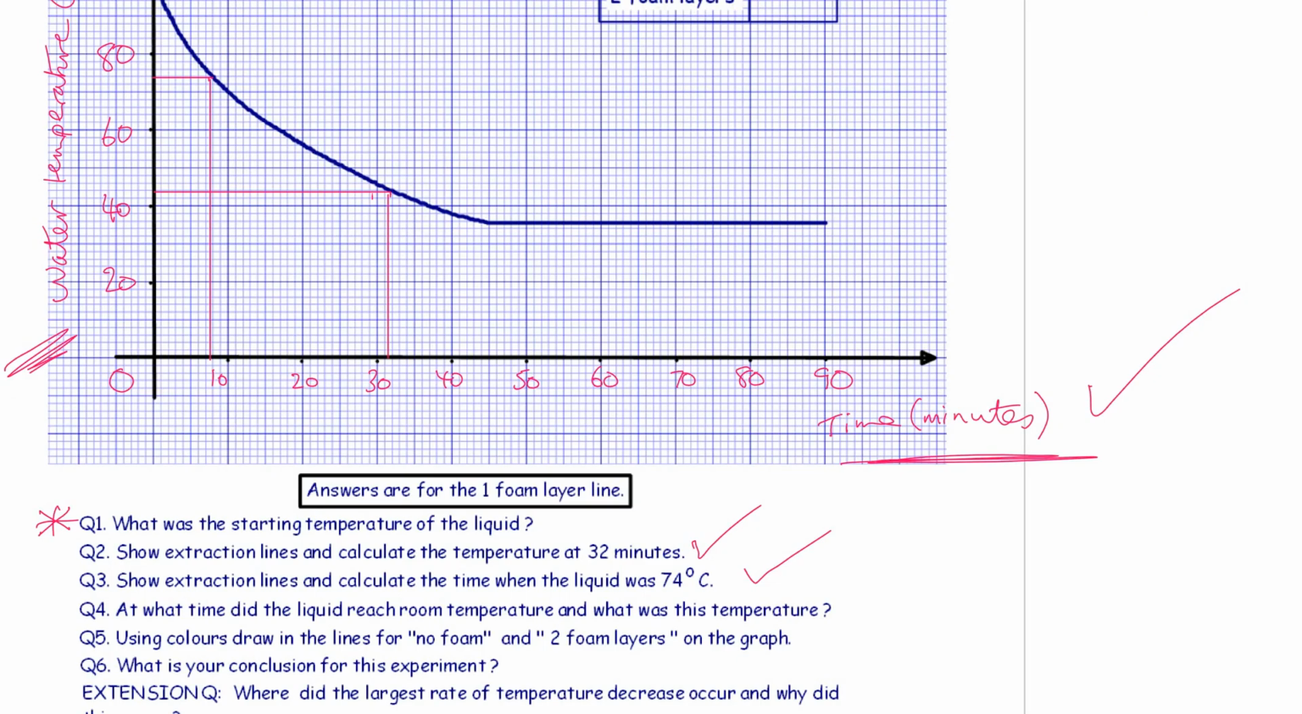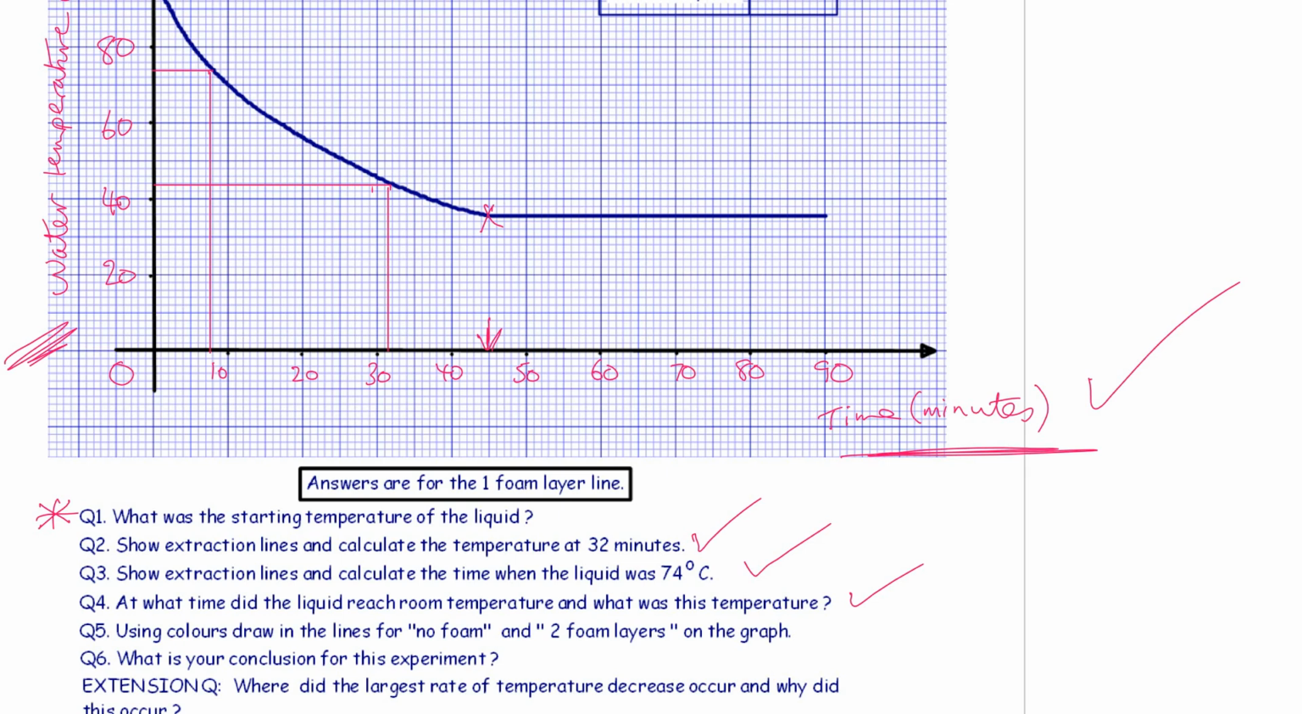Question 4, at what time did the liquid reach room temperature, and what was that temperature? That would be this value here. So that reached the room temperature after 45 minutes. I really should be putting extraction lines in. And that temperature, if I move across, would be 30, 32, 34, 36 degrees C. So question 4, 45 minutes, and the room temperature was a very high 36 degrees C.